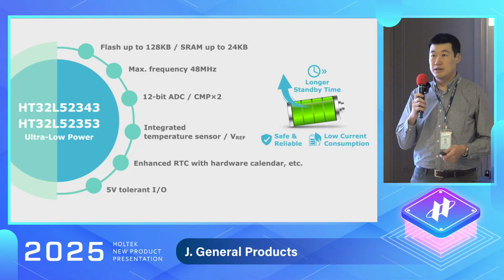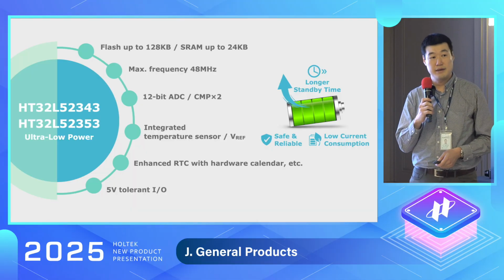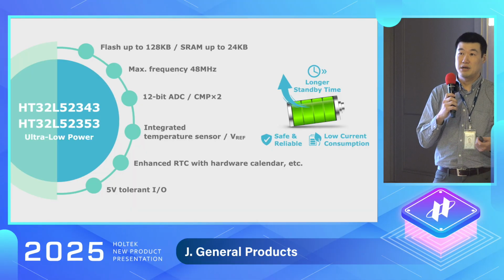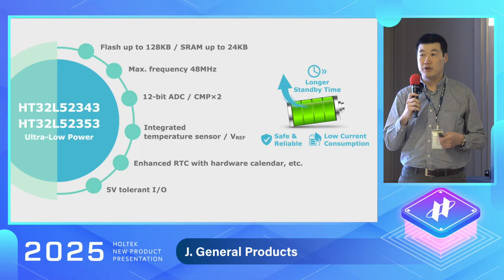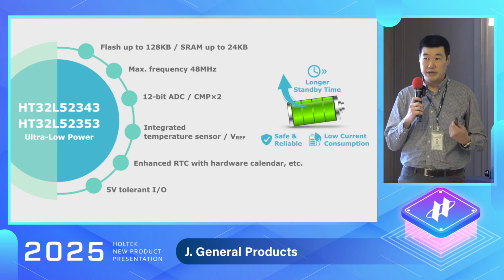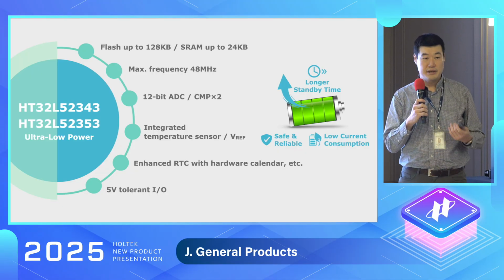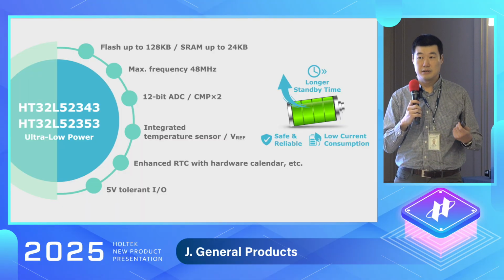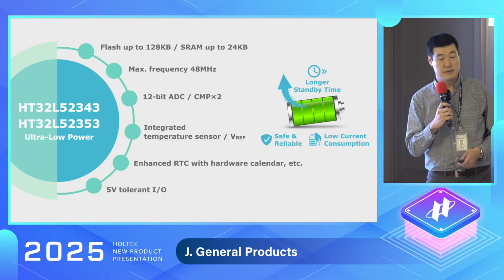For our new product, we increase the flash memory size to maximum 128 KB and the maximum operation frequency to 48 MHz. A 12-bit ADC and 2 channel of comparator. And we integrated the temperature sensor and V reference and enhance real-time clock with hardware calendar. And we can support 5-volt GPIO, which means you don't need external level shift circuit.